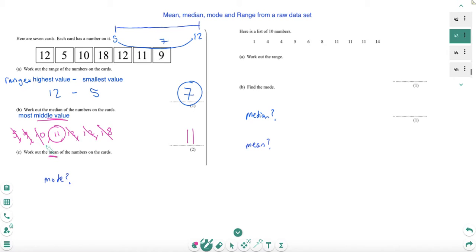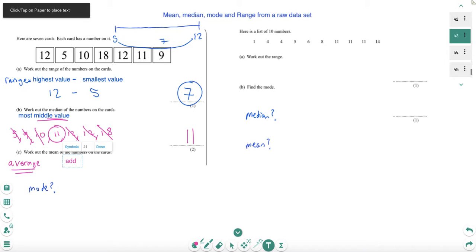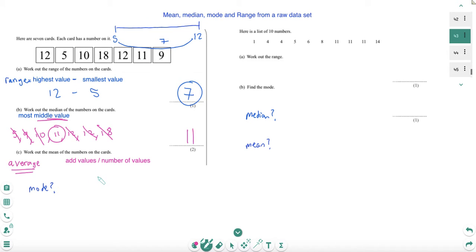The mean. Another word for mean is the average, okay? How do you find the mean? It's just 2 steps. Step 1 is you add the values and divide by the number of values. So we're going to add these numbers up: 12 plus 5 plus 10 plus 18 plus 12 plus 11 plus 9. And we're just going to divide all of this by the number of values. So 1, 2, 3, 4, 5, 6, 7, divided by 7. And the answer should give us our mean.